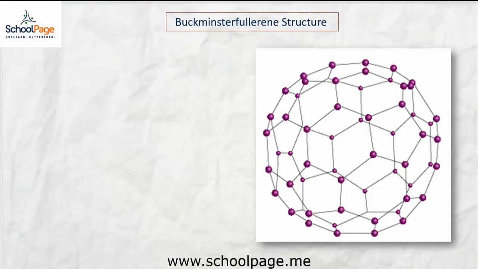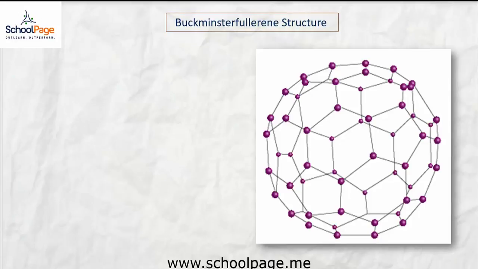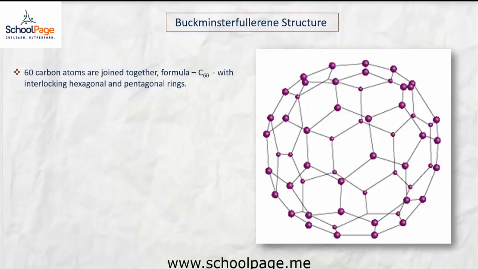The third allotrope of carbon is Buckminsterfullerene. Buckminsterfullerene is a spherical shaped molecule formed by 60 carbon atoms, hence the formula C60. There are 20 hexagonal and 12 pentagonal rings in one molecule of Buckminsterfullerene.